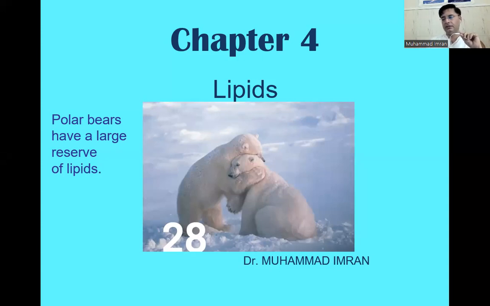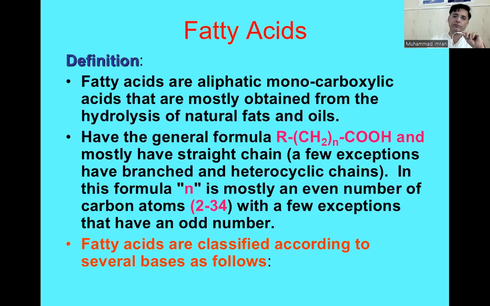Then we have unsaturated fatty acids. Unsaturated fatty acids also have two categories. One is monounsaturated fatty acid and the other is polyunsaturated fatty acid, also known as PUFA. So fatty acids have two ends. One is the carboxylic end and the other is the alkyl or methyl end, or you can say omega end.